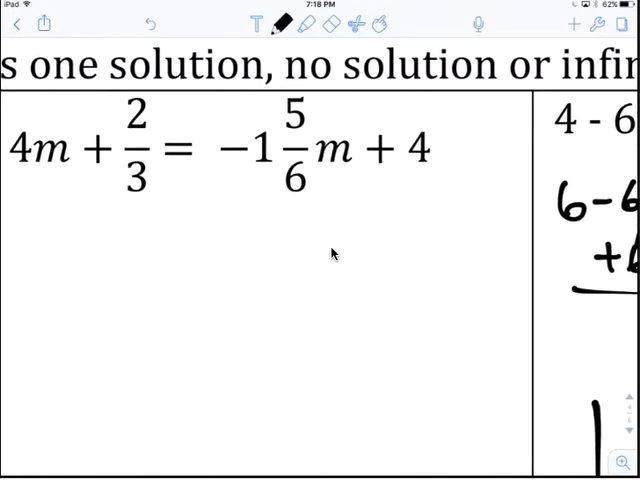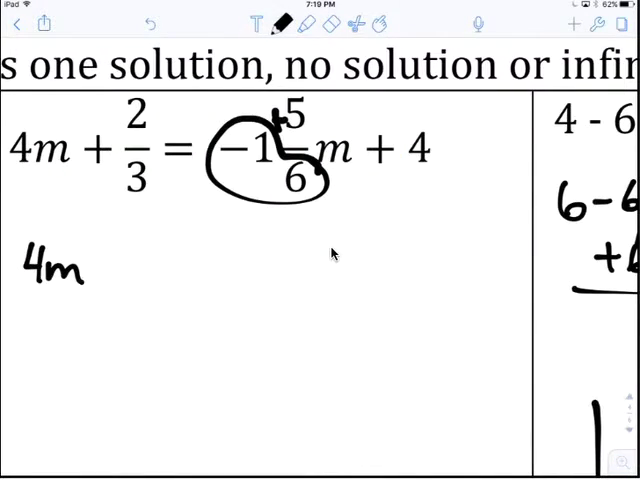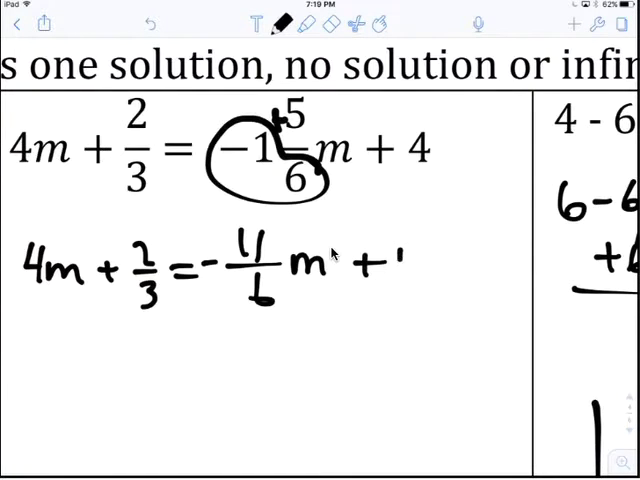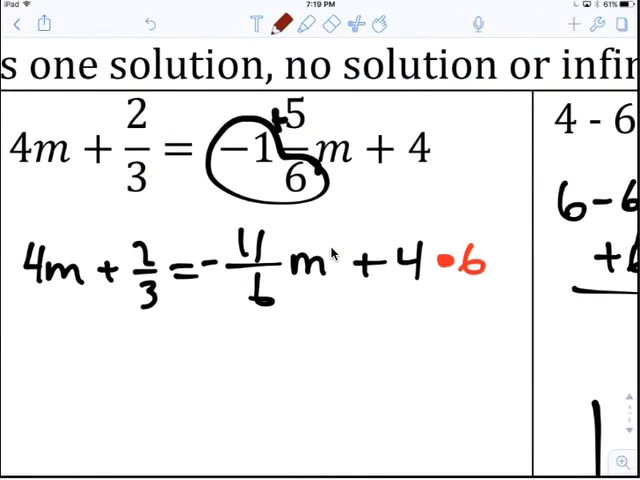Now for this one here, I may possibly have this one on the test. Before you multiply all this by 6, you can't multiply if there's a mixed number, so you have to make it improper. That's very important. So 4m plus 2 over 3 equals 7. You ignore the negative here, you pretend it's a positive. 6 plus 5 is 11 over 6, then put the negative in, m plus 4. And then you multiply all of them by 6.